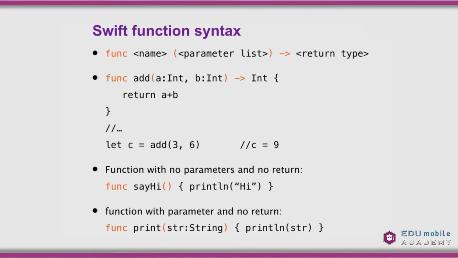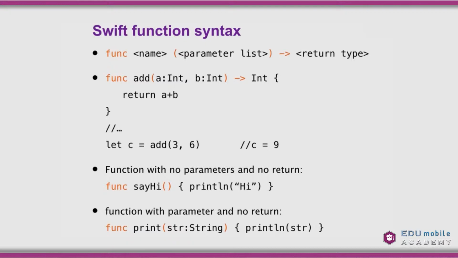So what does the function syntax look like? Well, we use the keyword func, and then we give it a name. There's a list of parameters, and then there is a return type. Now notice between the parameter list and the return type, we have an arrow operator. This says these parameters with this function name will return this type of object.